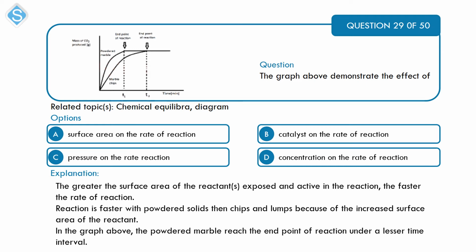And that's why if you look at this diagram here, you realize that the reaction with powdered marble came to the end point in a lesser time interval than with a chip. Let's say we had a lump, for example, that is bigger than this chip, then that may even extend to something like here. It will take an even longer time. So this graph here demonstrates the effect of surface area on the rate of reaction.